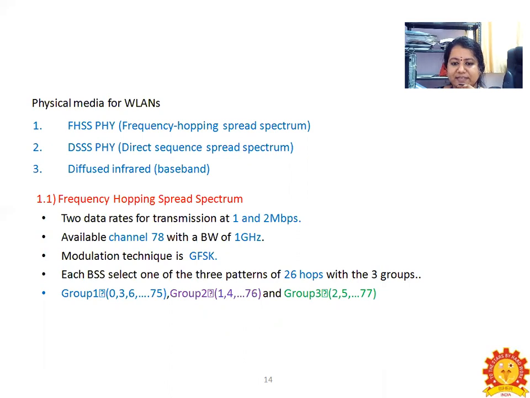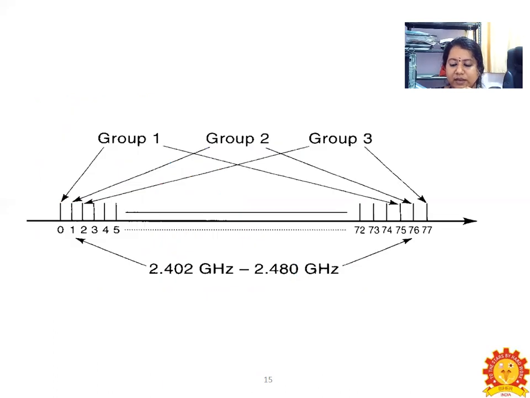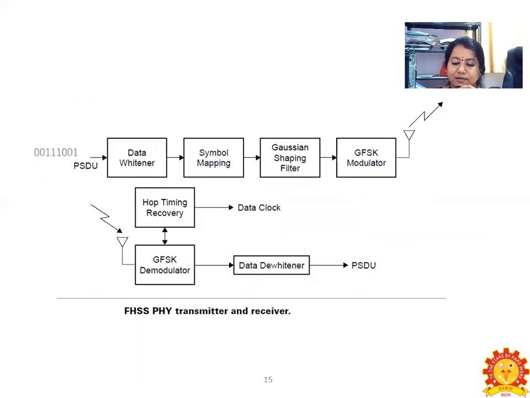Each basic service set will select one of the three patterns of 26 hops with three groups. So here we will have three groups which contain 76 channels. That is, group 1 contains 0 to 75, group 2 contains 1 to 76, and group 3 contains 2 to 77. So three groups. Here we will have a bandwidth of 2.4 to 2.48 GHz.